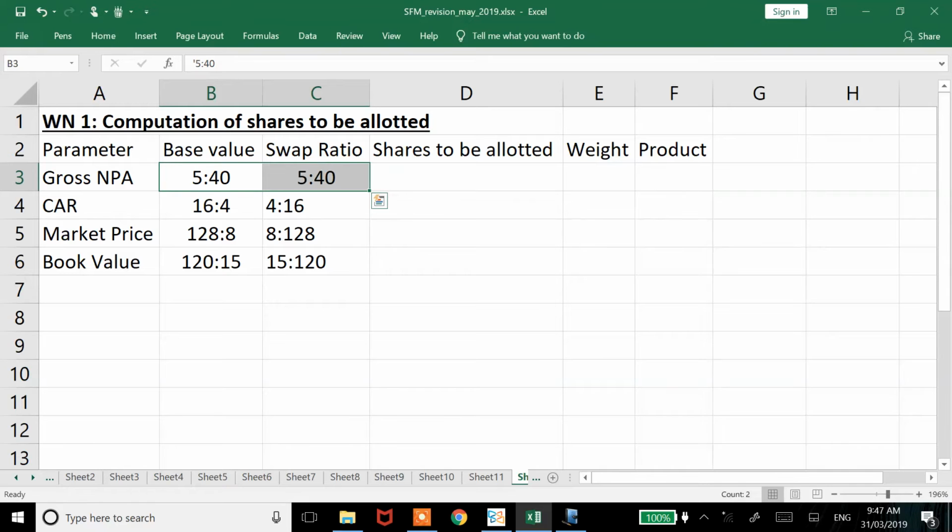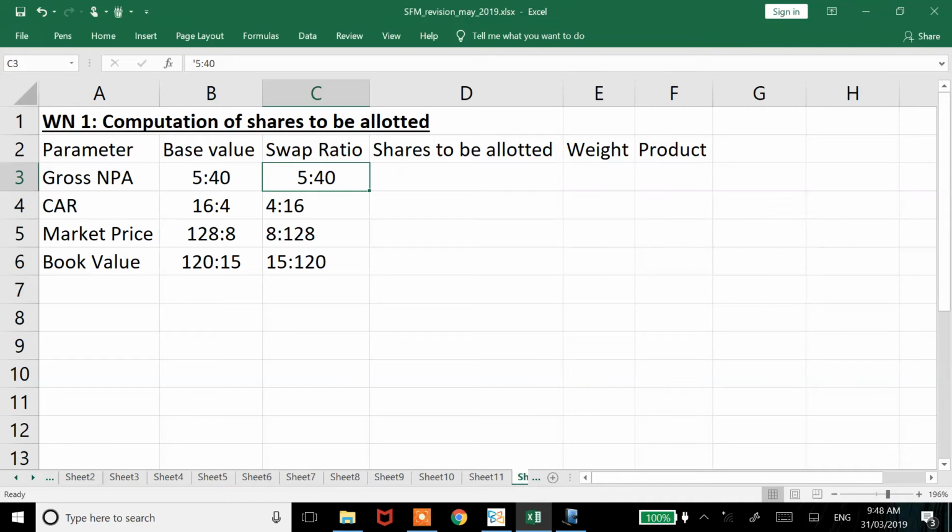Any negative parameter, they can have a ratio called cost of goods sold ratio. If you have that ratio, you are not going to do a swap. If you have a ratio called GP ratio, you will do a swap. Basic rule is, do I want to maximize gross NPA? No, I want to minimize it. So for all negative parameters, the concept of swap will not come into picture. Whatever is the base value will become the swap ratio.